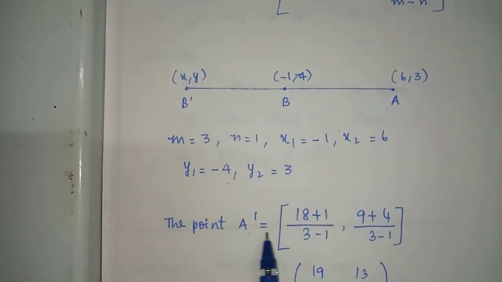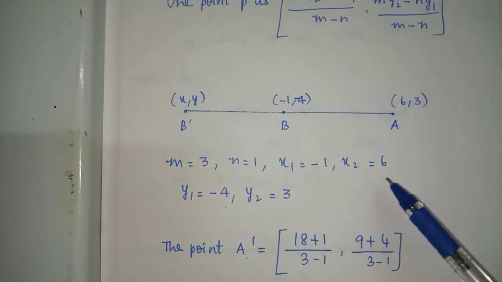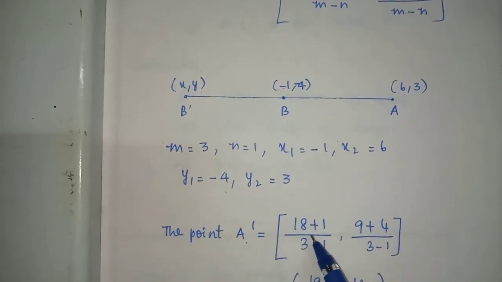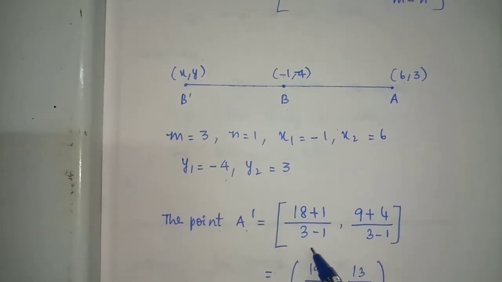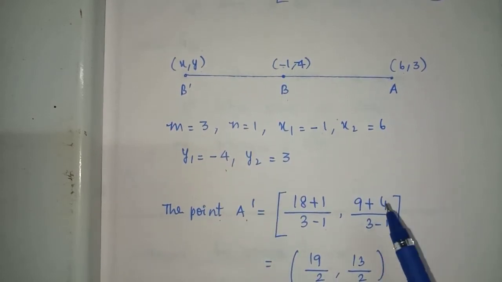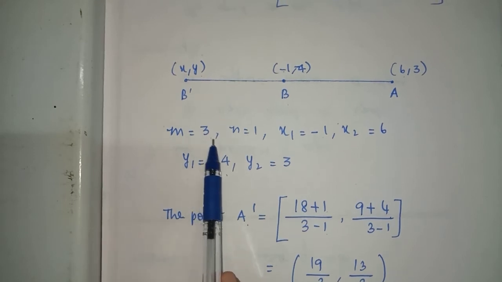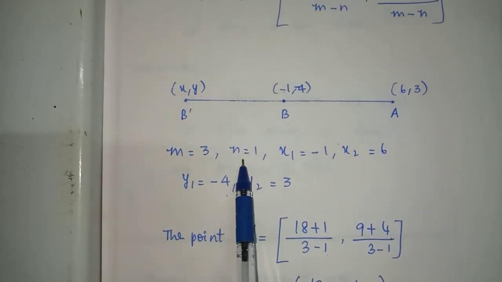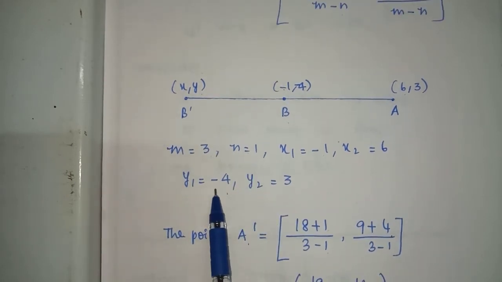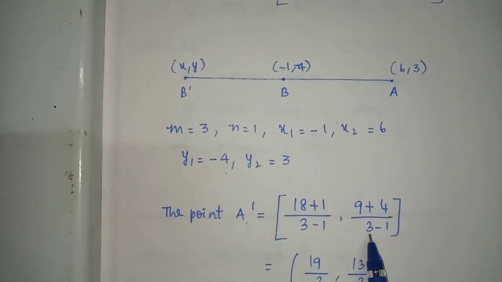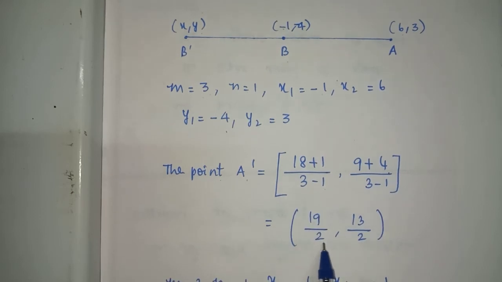So, the point A' is equal to 18, that is 6 3s are 18. 6 into 3, 18 plus 1 divided by 3 minus 1, comma 9 plus 4. That is, m value is 3, y2 value is 3, 3 3s are 9. 9 plus 4, n value is 1, y1 is -4. Already you have one minus sign in the formula, so minus into minus is plus. So 9 plus 4 divided by 3 minus 1. So 19 by 2, comma 13 by 2. This is the point A'.